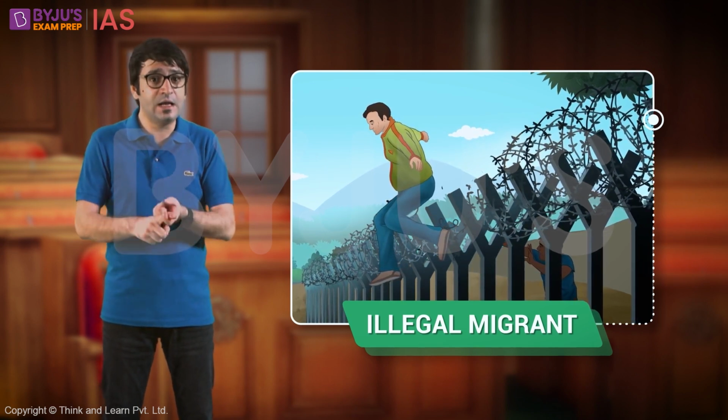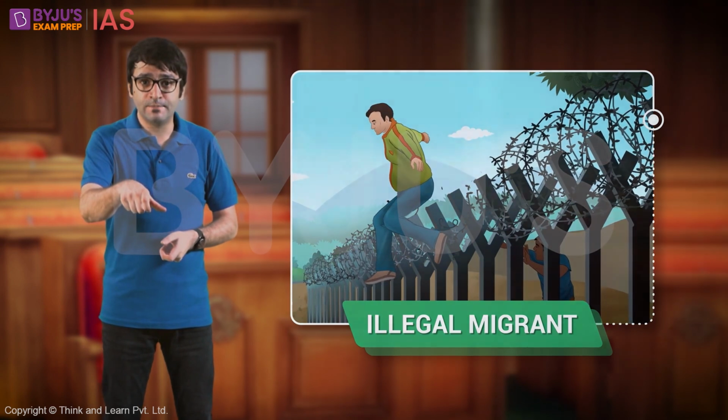I am an illegal migrant on the soil of India. And now if a child is born because I have married an Indian, this child, despite the fact that the child is born on the soil of India, cannot become an Indian citizen. Why? Because one of the parents is an illegal migrant at the time of the birth. So who can become an Indian citizen by birth?